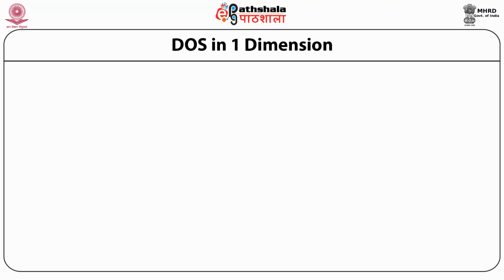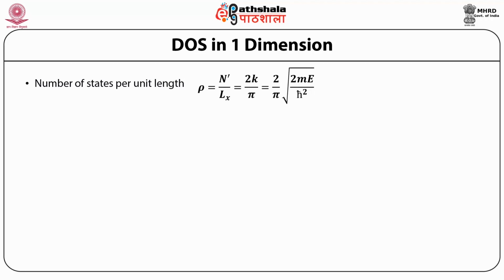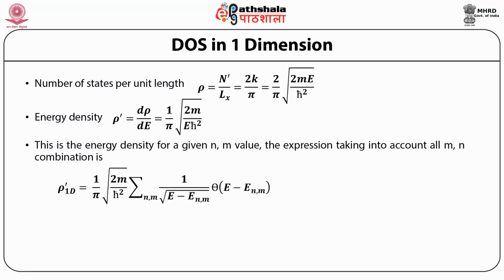Now let us consider the density of states in one dimension. That is, we are continuing the discussion. So here the density rho is equal to n prime by Lx equal to 2k by pi equal to 2 by pi multiplied by root of 2mE by h cut square, which is the number of states per unit length. So the energy density is rho prime equal to d rho by dE equal to 1 by pi multiplied by root of 2m by E h cut square. This is the energy density for a given n m value.